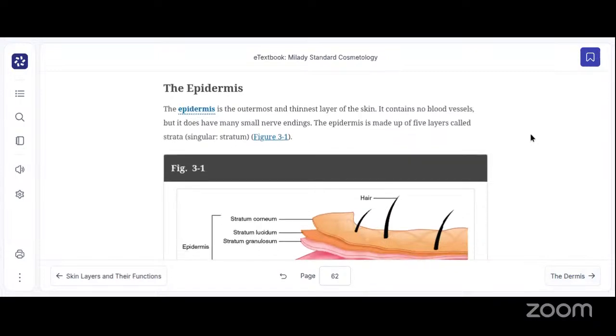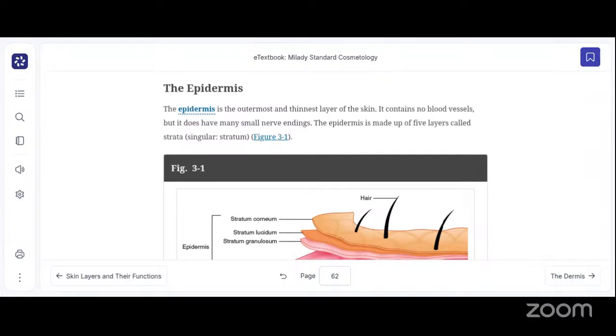Let's look at these layers of skin and begin to break them down. We'll go over them intensively in the next couple of days. The epidermis is the outermost and thinnest layer of the skin. It contains no blood vessels, but it does have many small nerve endings. The epidermis is what we see and touch. It's very thin, and the many nerve endings mean you're able to sense a lot. There are a lot of sensors on that layer that you see.